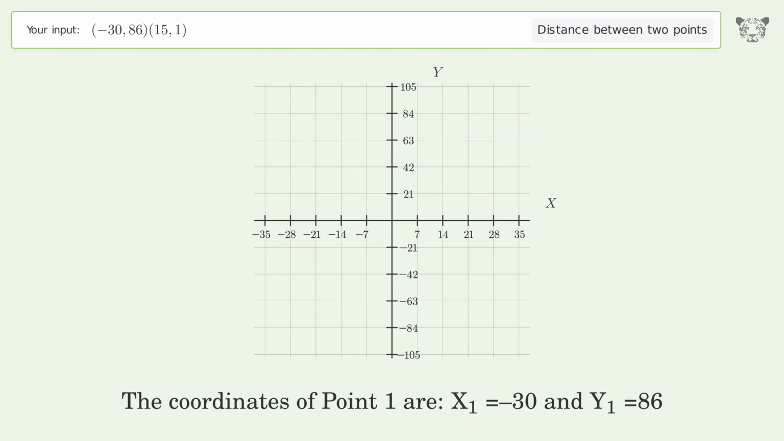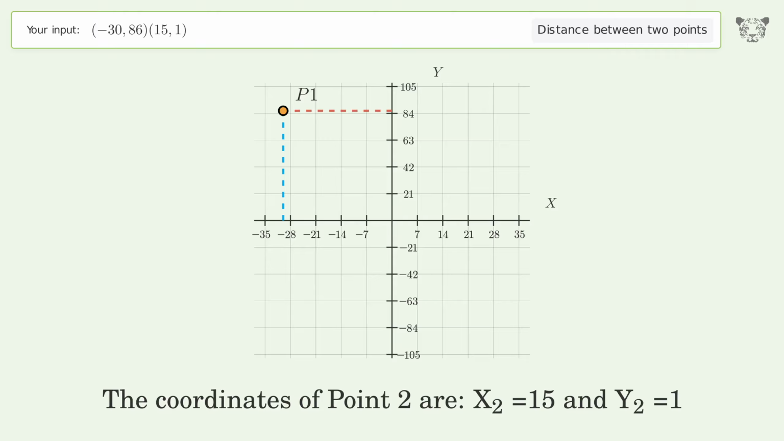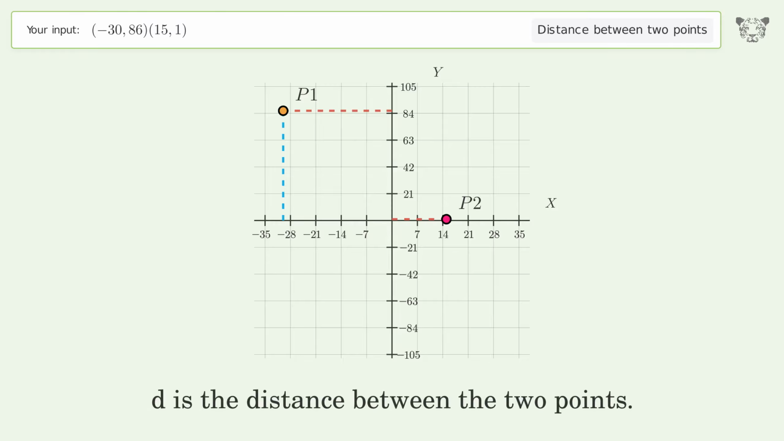The coordinates of point 1 are x1 equals -30 and y1 equals 86. The coordinates of point 2 are x2 equals 15 and y2 equals 1. D is the distance between the 2 points.